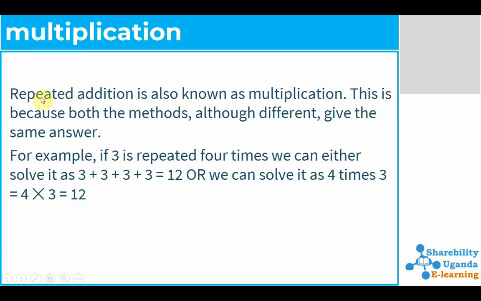In this video, we shall learn multiplication as a repeated addition. So we shall first understand when they talk of repeated addition, what do they mean? Repeated addition is also known as multiplication. This is because both methods, although different, give the same answer.